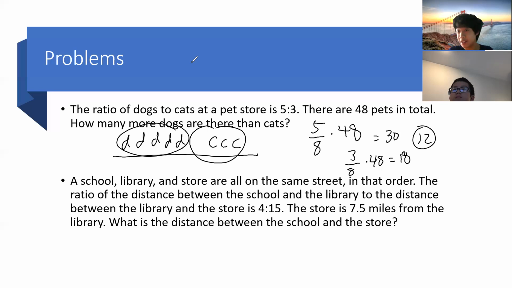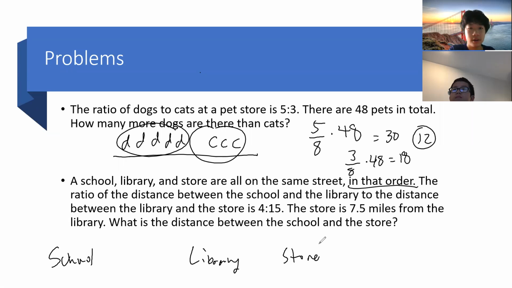They give you a lot of words, and then you get confused, and you don't know what you're actually trying to find. Okay, so this is very tricky. A school, library, and a store are all on the street in that order. It has to be in this order. So if we have a bunch of information here, we want to draw out the diagram. So then we have school, and then the library, and then the store.